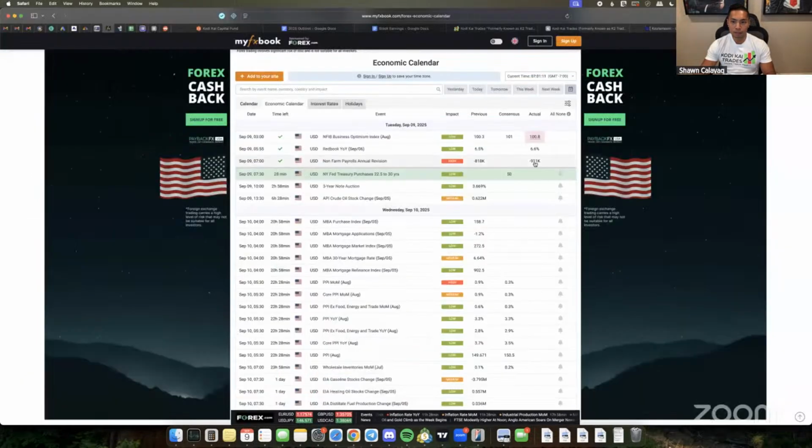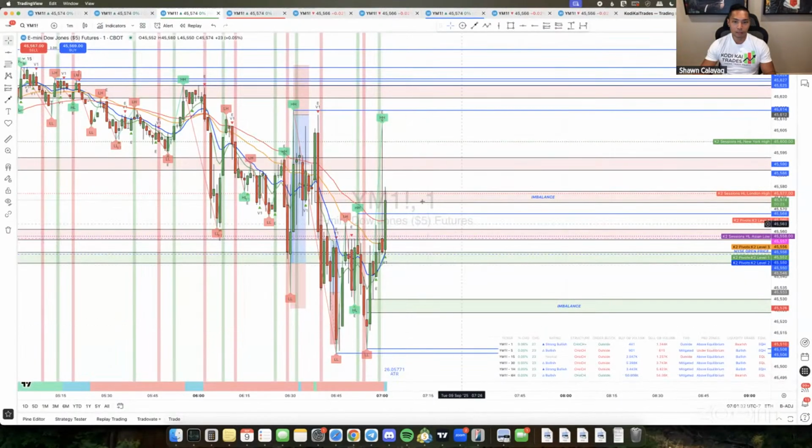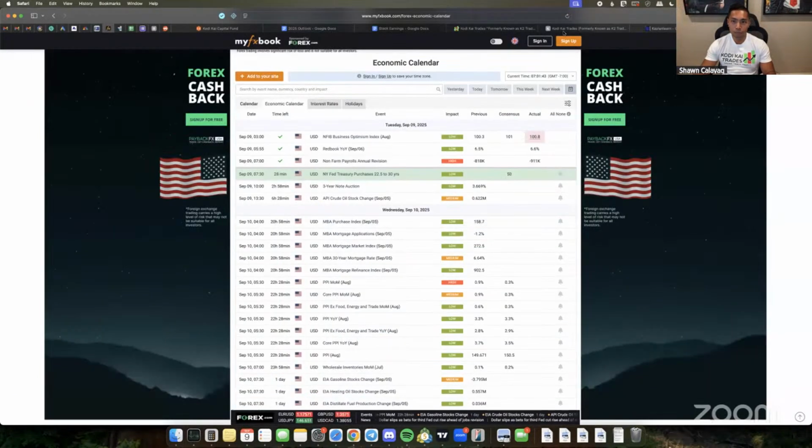So let's see. Damn, this thing was super, super negative. So the revision here was actually worse. It was forecasted to be negative 818. It was negative 911. That's a big surprise there. Personally, I think that's a pretty big surprise. So I would be surprised if this thing here pushes back up. I mean, it could easily push back up. I don't see this not pushing back up. But yes, the news was pretty negative. I'm surprised. It's a big surprise there.